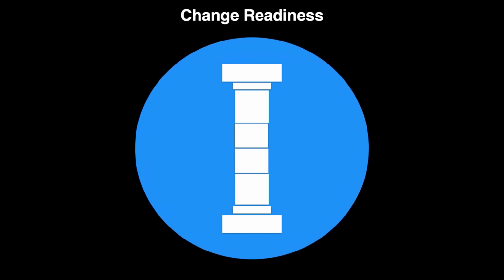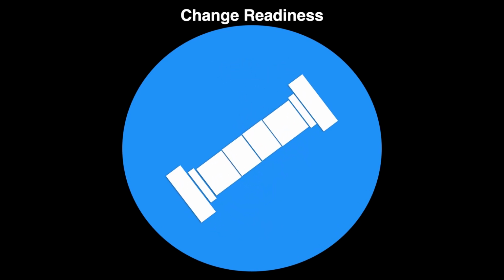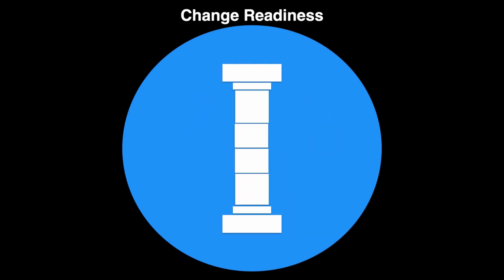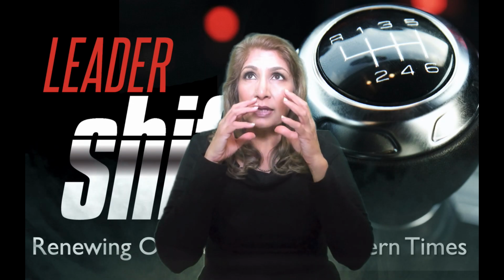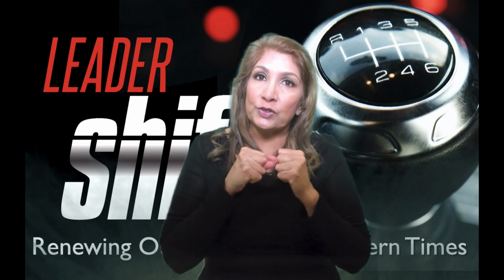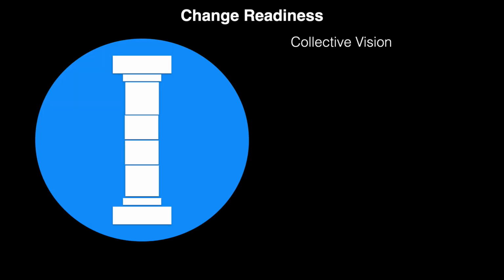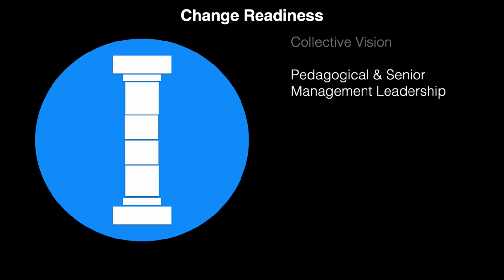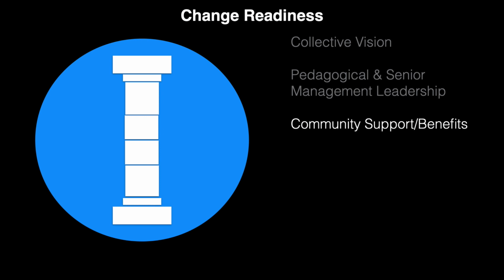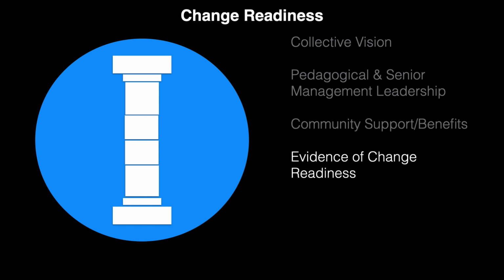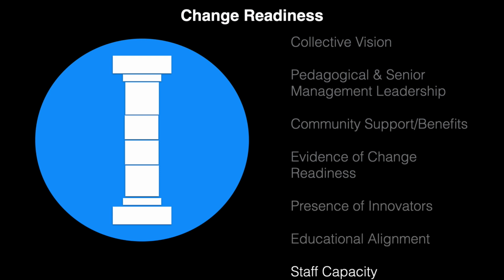Pillar 1 examines the current state of change readiness, essentially a snapshot of the modern learning organization's readiness for change and innovation. The elements examined under change readiness include collective vision, pedagogical and operational leadership, community support and benefits, evidence of change readiness, presence of innovators, educational and staff capacity.